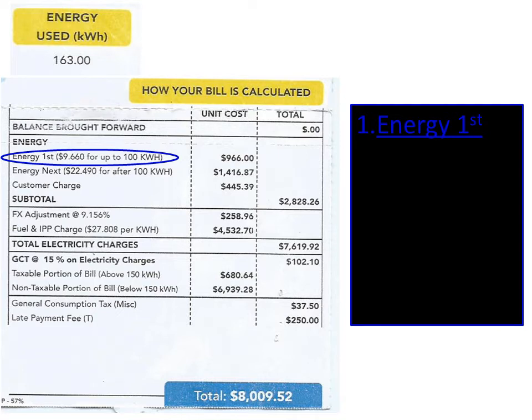Energy first. What does that mean? It just means the first 100 kilowatt hours that you use. It's already there highlighted. Energy first is the first 100 kilowatt hours that you use. JPS gives us 100 kilowatt hours to use at a very reduced cost. If you go over it, you have to pay extra.